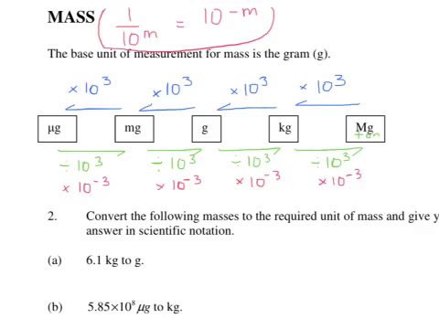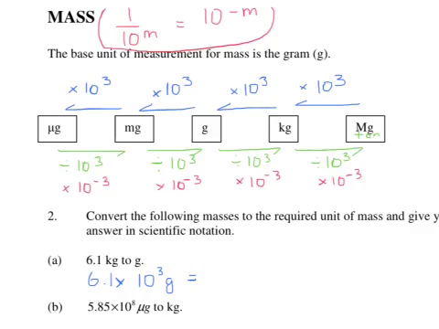So our first conversion here is 6.1 kilograms to grams. Kilograms to grams is in that direction, so multiply by 10 to the power 3. Now that's the answer in scientific notation.